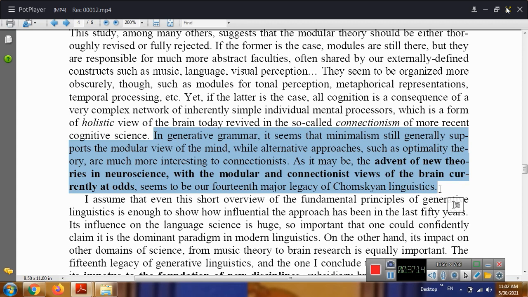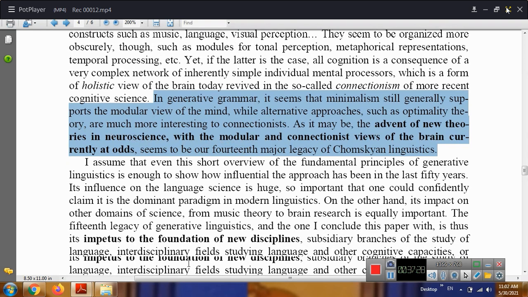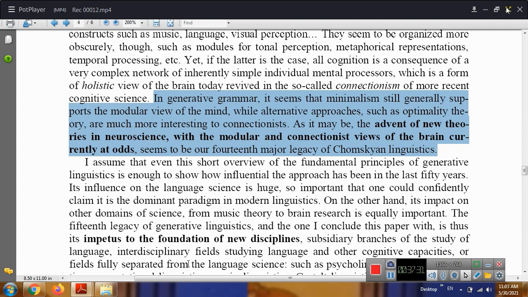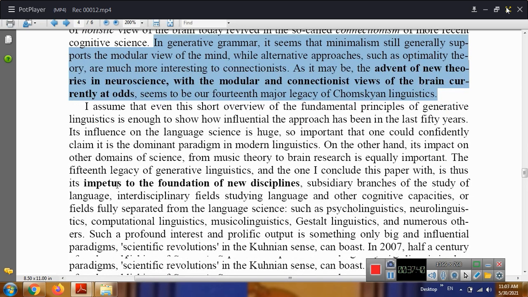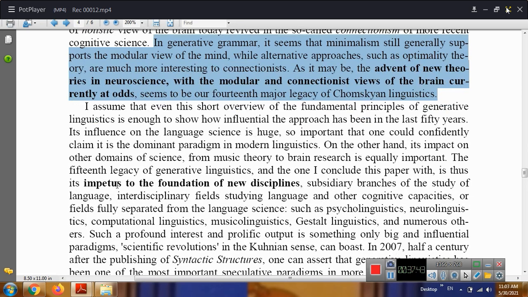In generative grammar, it seems that minimalism still generally supports the modular view of the mind, while alternative approaches such as optimality theory are much more interesting to connectionists. As it may be, the advent of the new theories in the neuroscience with the modular and connectionist views of the brain currently at odds seems to be the 14th legacy of the Chomsky linguistics. Here we want to read the 14th legacy.